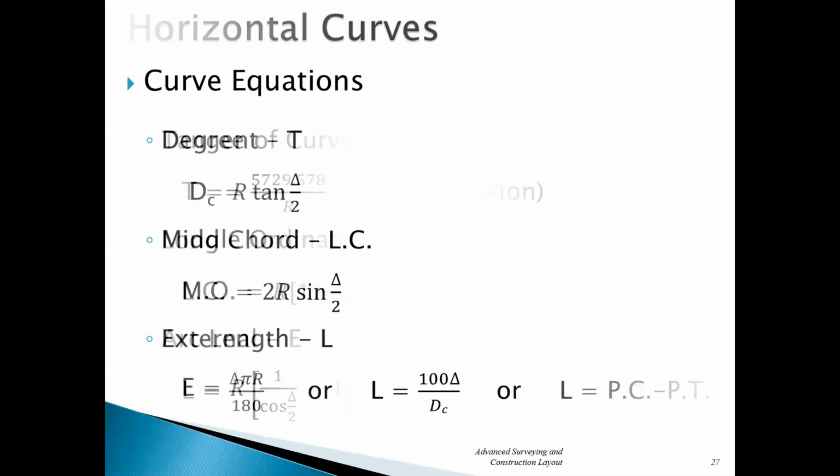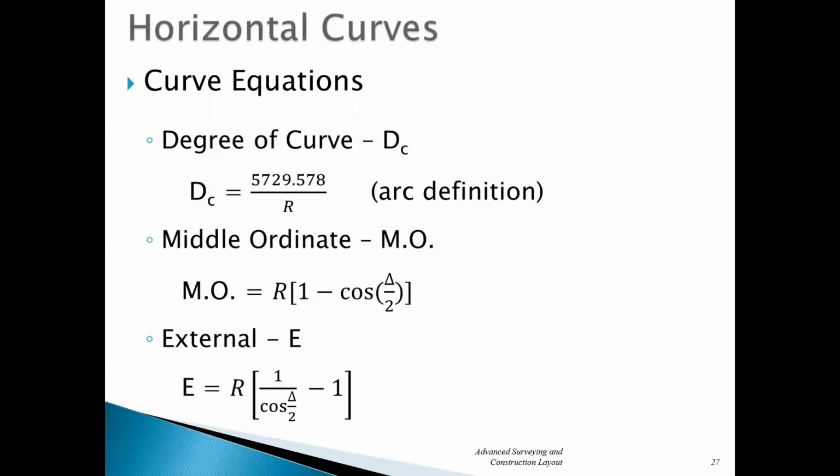Another set of equations that I gave you, the degree of curve, there's your arc definition. And then those 2 called middle ordinate and external secant. Don't be concerned with them because we're not going to use those too much, although the book has a couple of problems that might deal with that. So just kind of look at them. It's just algebra. It's not that tough, really.